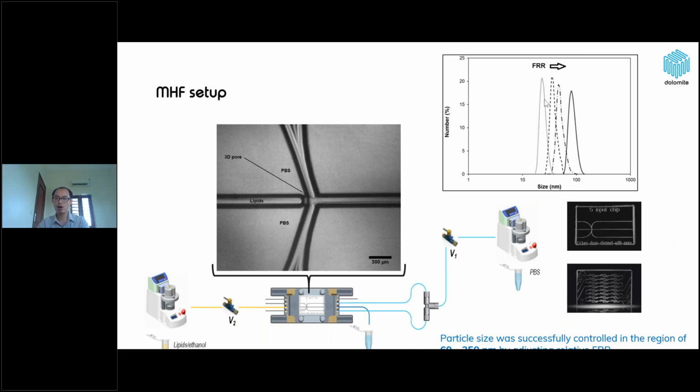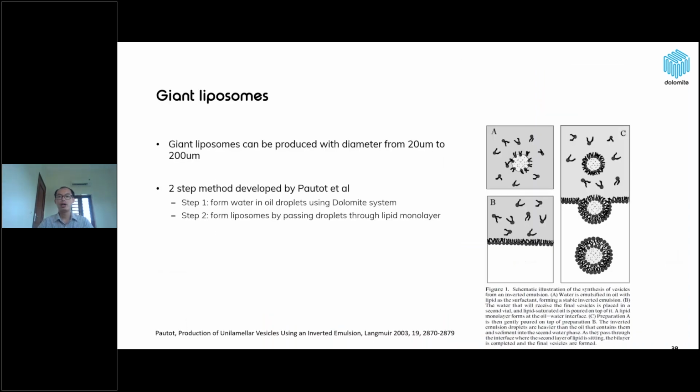So by just changing the flow rate ratio in here, you can see we can achieve different particle sizes, and also using different chip geometry, we can achieve different production rates and different particle sizes. In this case, particle size was controlled in the region of 60 to 250 nanometers by changing the relative flow rate ratio and changing the chip geometry.